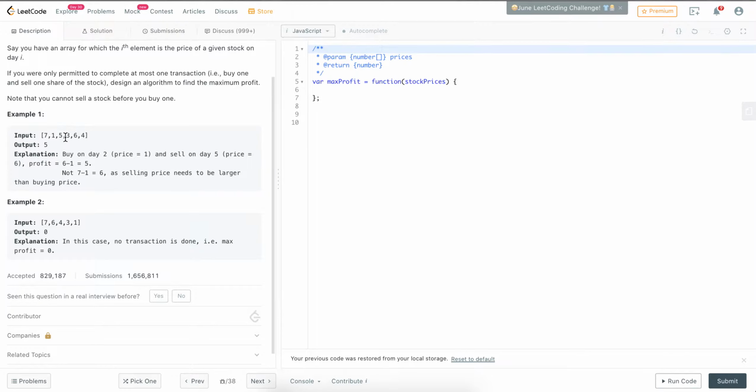So then here you have to go through and find the biggest difference. So we'd say 6, right? So it's 6 minus 1, max difference is 5. And then if there is none, then it's 0.